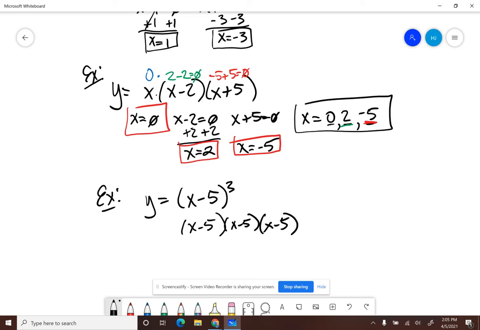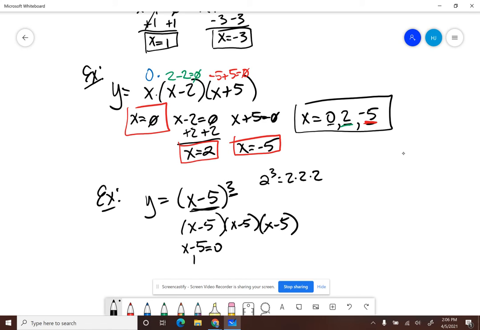Well, I could rewrite x minus 5 to the third as x minus 5 times x minus 5 times x minus 5, right? Because this 3, this exponent tells me how many times I'm going to repeat this base, and I'm going to have multiplication in between. Just like 2 to the third is the same thing as 2 times 2 times 2, okay? So x minus 5 in parentheses to the third is the same thing as this.